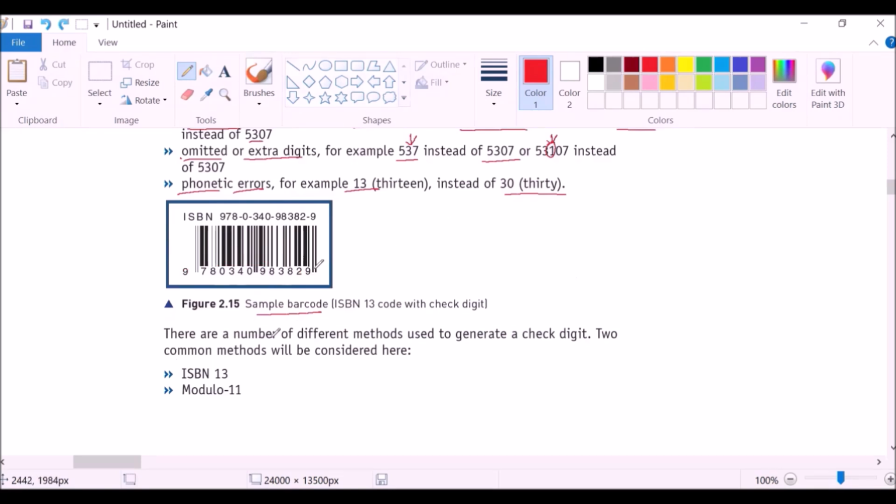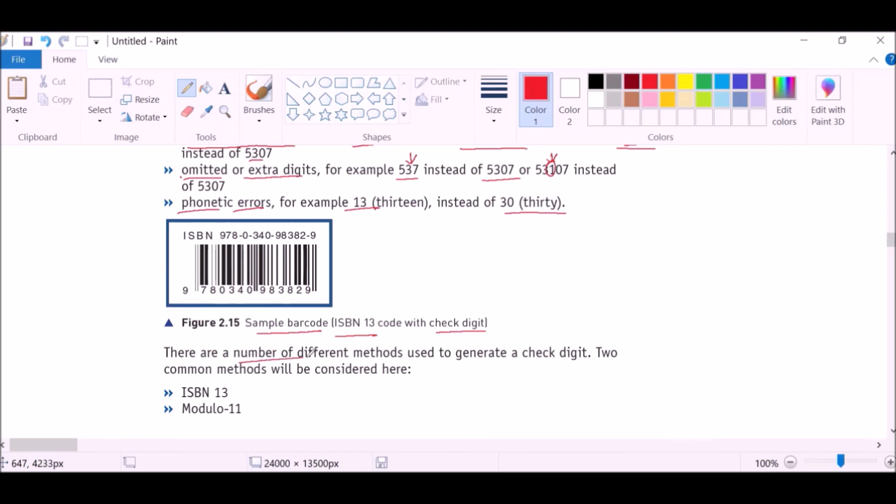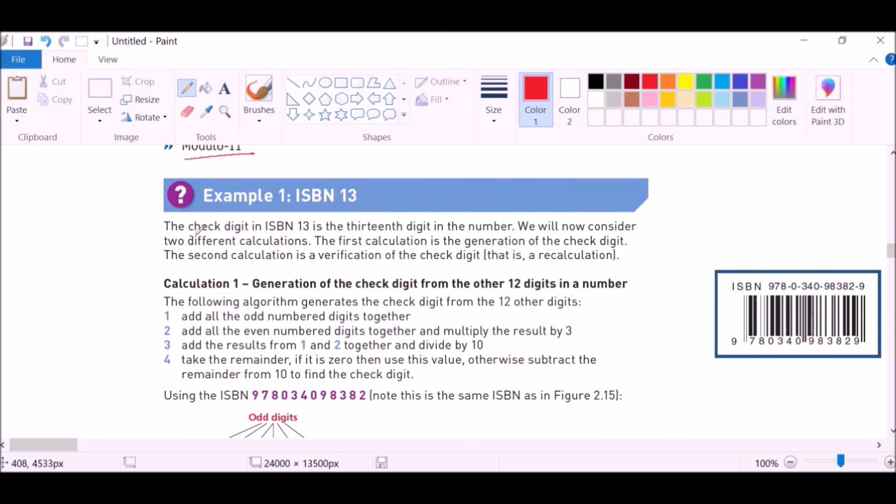We are going to see two methods we can use to generate this check digit from these 12 digits. There are a number of different methods used to generate a check digit. Two common methods will be considered here: ISBN 13 and modulo 11. The check digit in ISBN 13 is the 13th digit in the number.